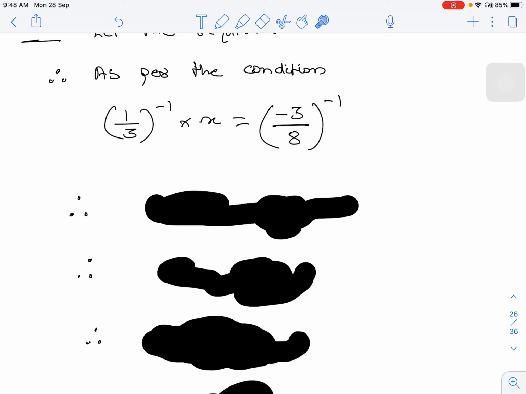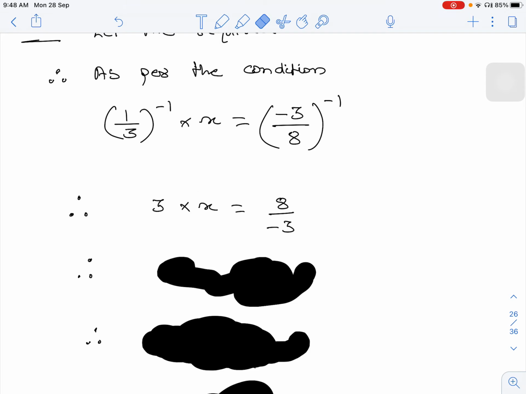Now this number is having a negative power. So if you are changing it to positive, we have to take the reciprocal of the base. When you take the reciprocal of the base, what do you get? Here 1 upon 3 will become only 3, and the power will be 1. If you're not writing it, it will also work.